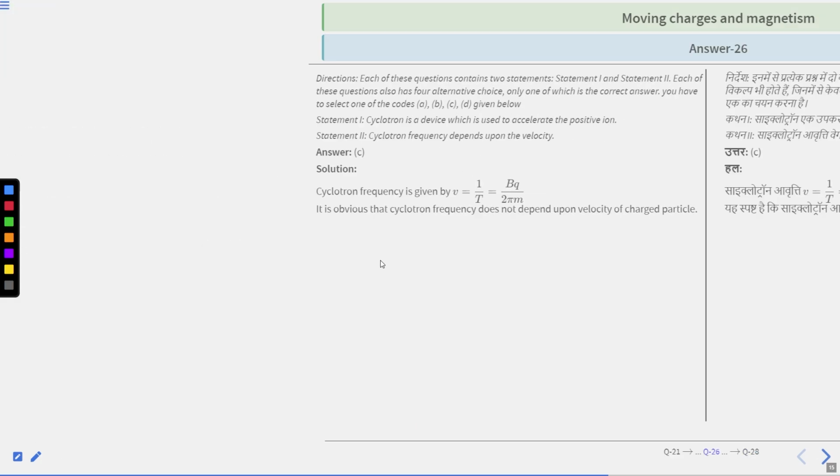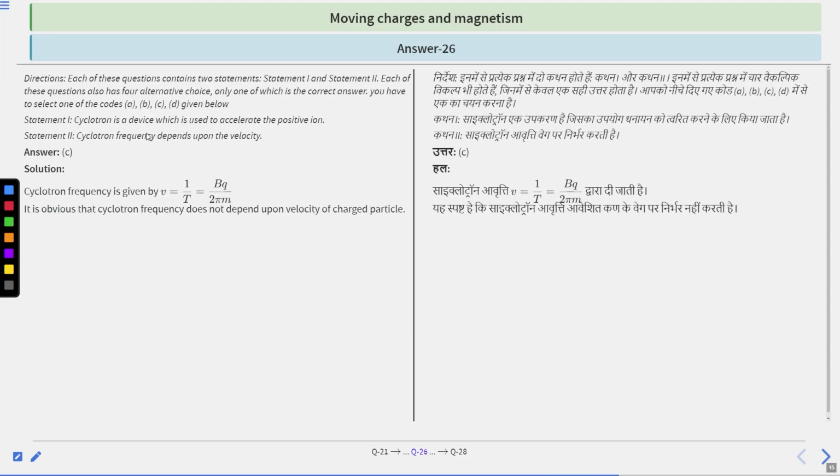Let's find a solution. Statement first is: cyclotron is a device used to accelerate positive ions, whereas statement second is: cyclotron frequency depends on the velocity. So we use the term cyclotron frequency, where ν is equal to 1 by T. ν is the frequency, T is the time period, which is equal to BQ divided by 2πM, where B is the magnetic field, Q is the charge and M is the mass. This is the formula for cyclotron frequency.